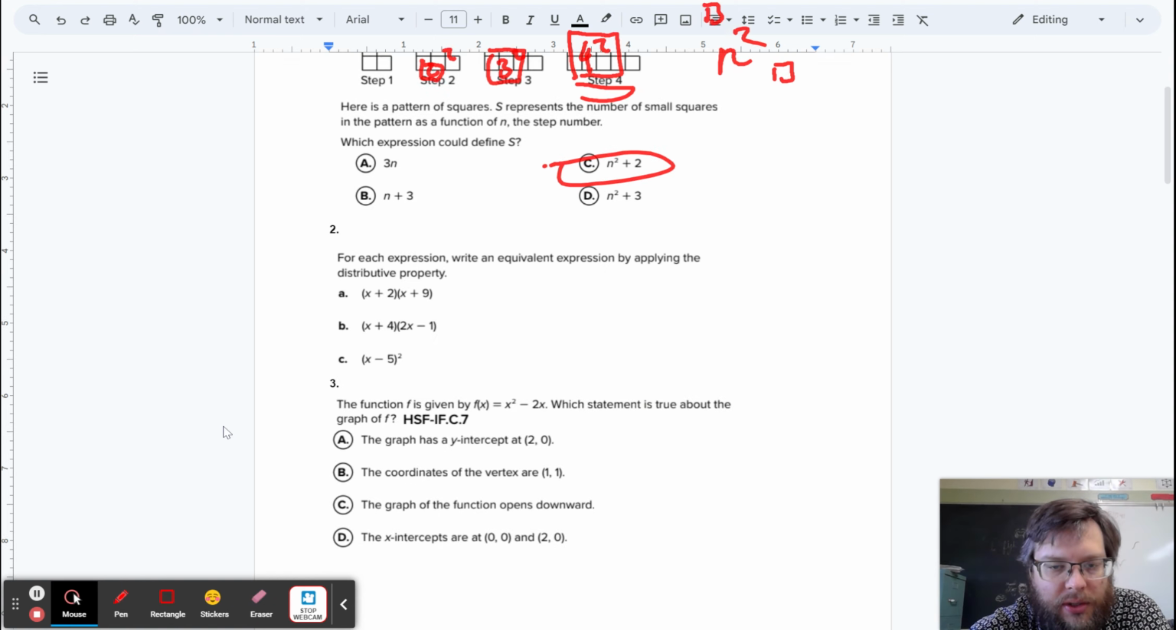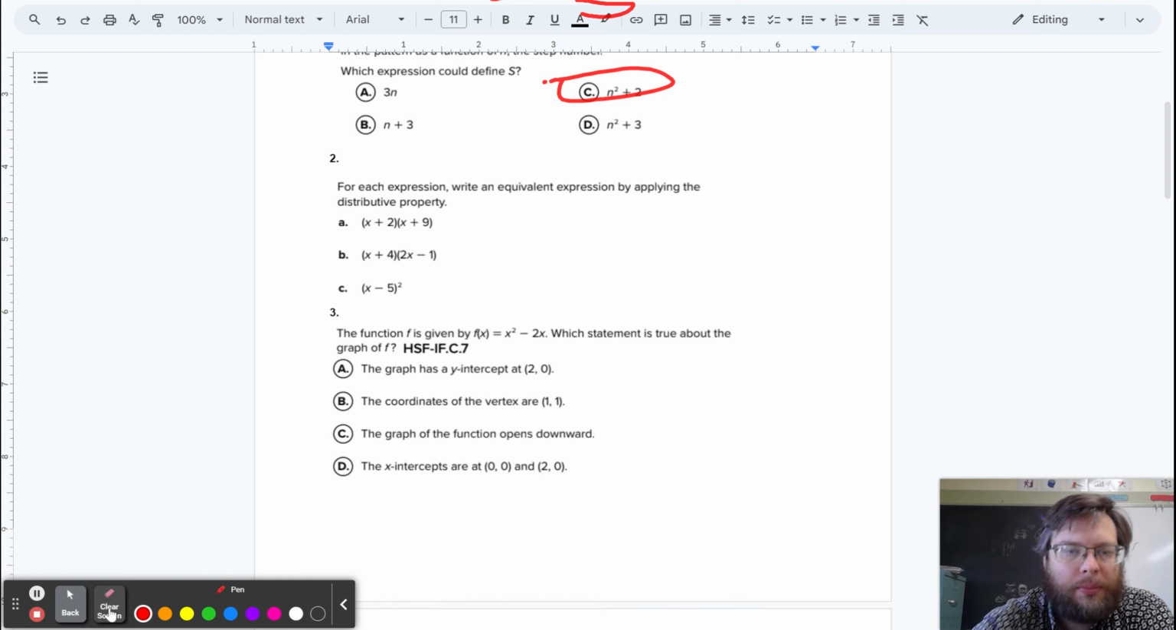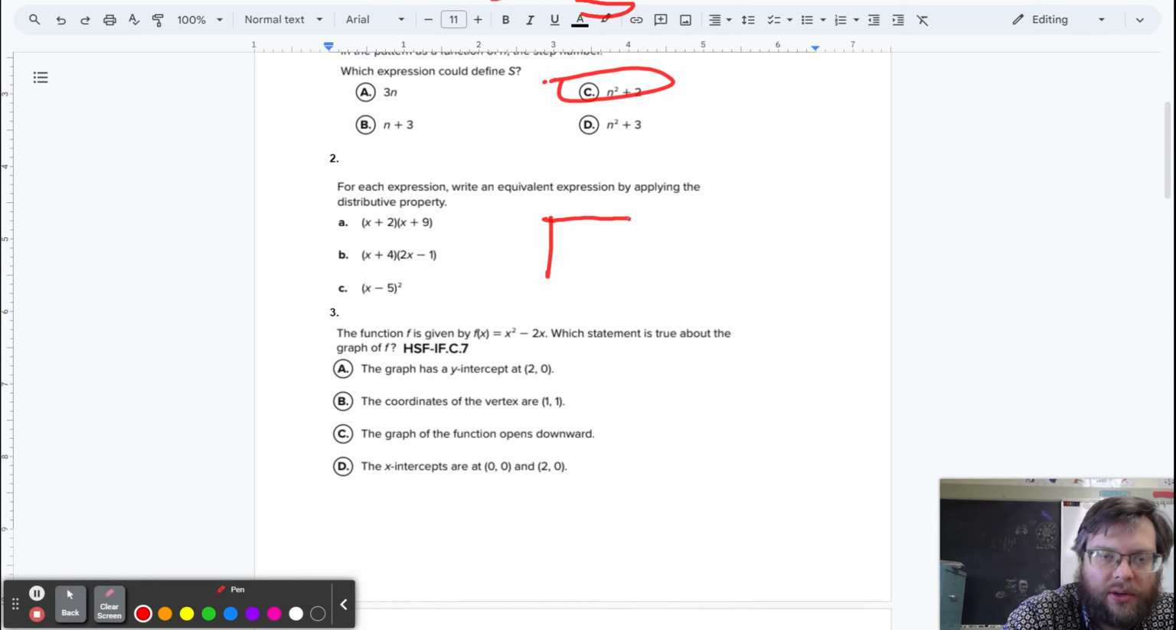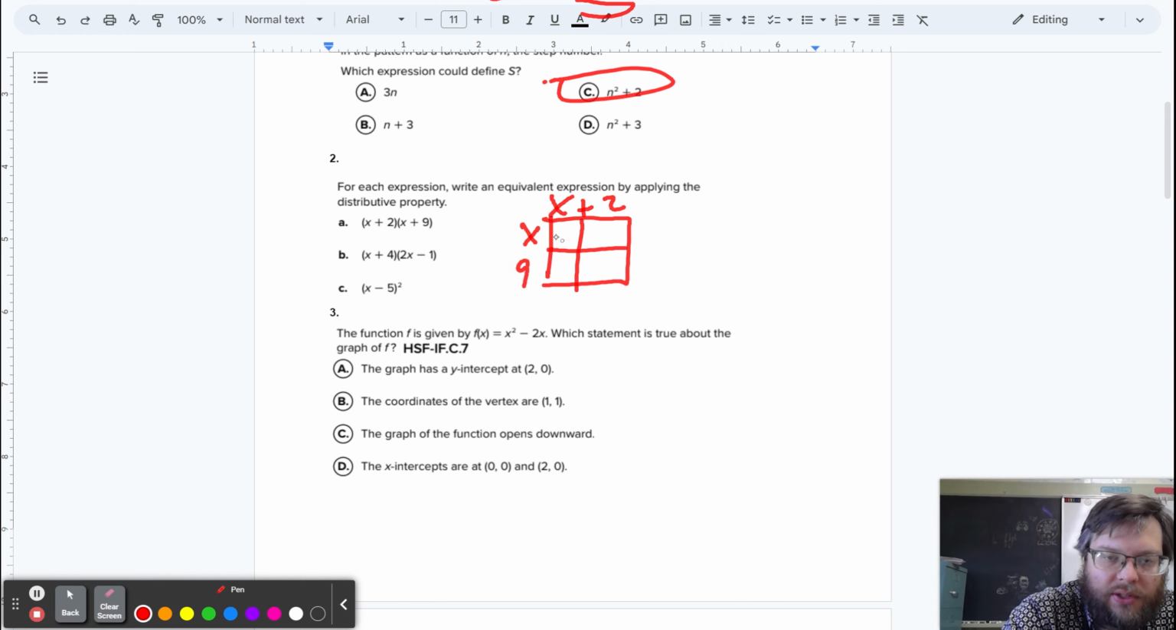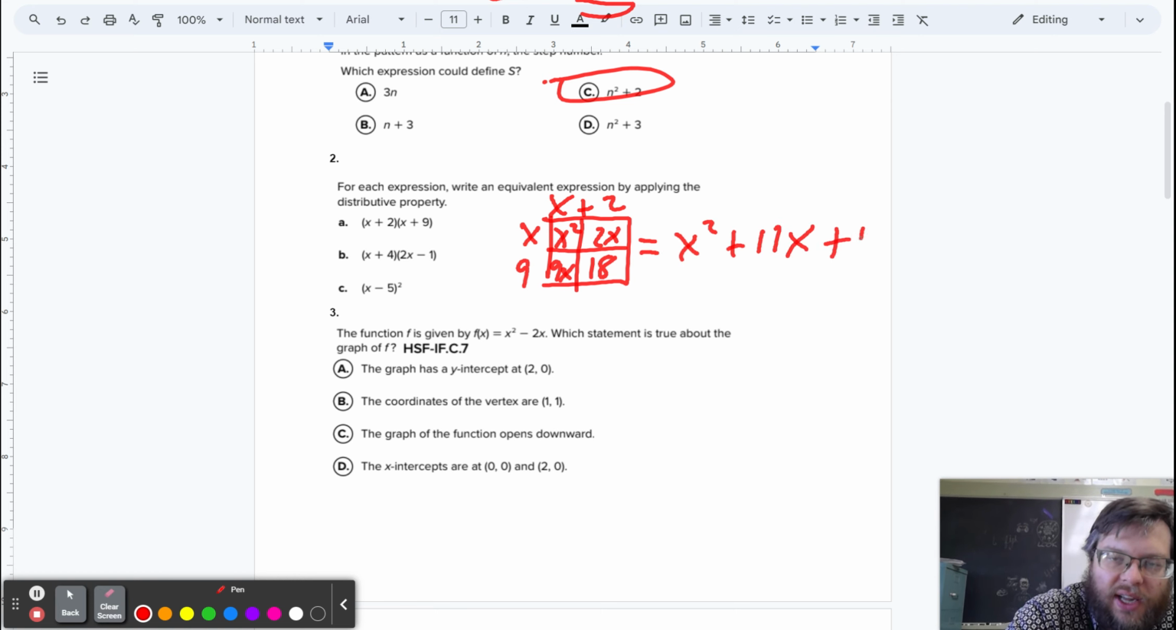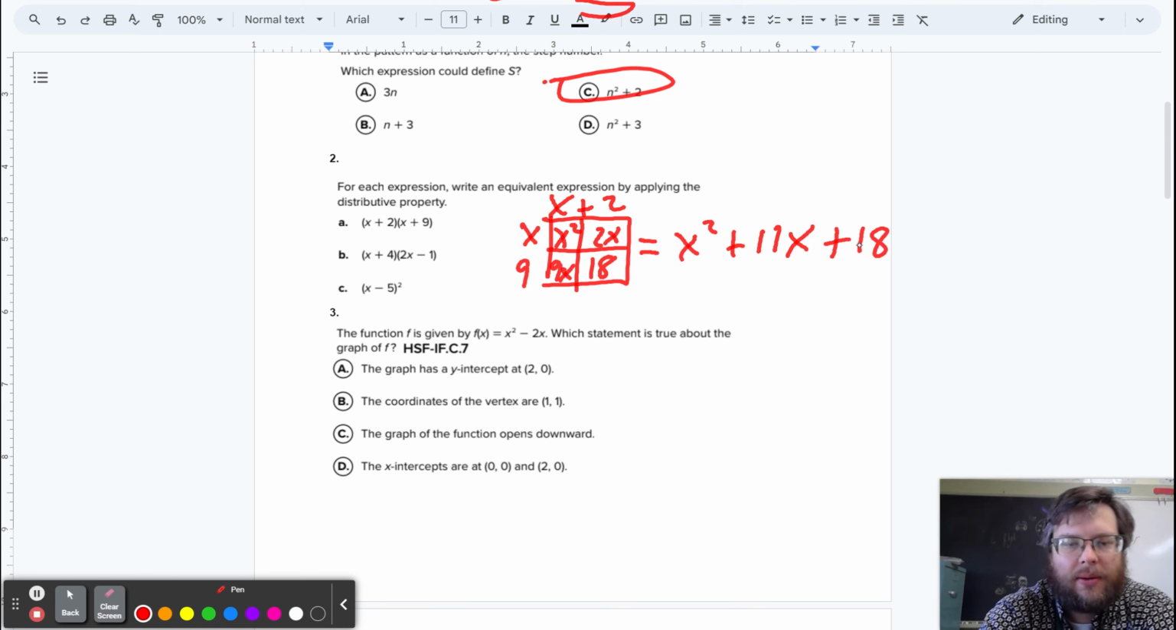For question 2, we are going to do the distributive property. In other words, we're going to draw the little box. If you don't feel like drawing the box, that's okay. You can just do regular distribution. I kind of like drawing the box. I'm multiplying the outside pieces, and then I'm going to add up the inside pieces. The like terms are 2x and 9x, and that makes 11x.